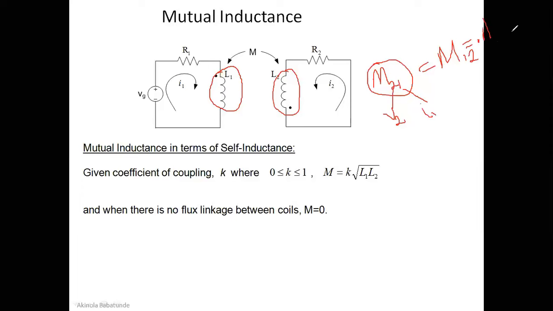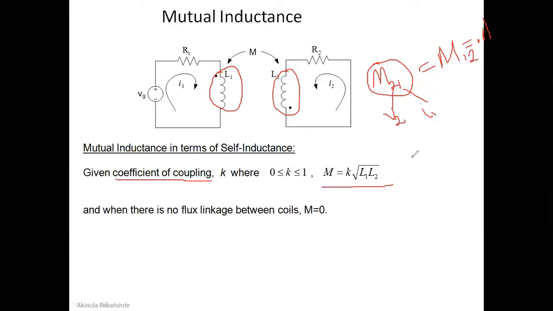So how do you find your M when you have a situation like this? You find your M by using this expression, M equals K times the square root of L1 times L2, where L1 and L2 are the respective inductances of coil 1 and coil 2, and K is usually given as the coefficient of coupling. It has to be greater than or equal to 0 and less than or equal to 1.